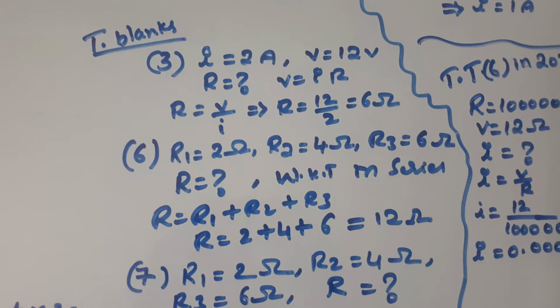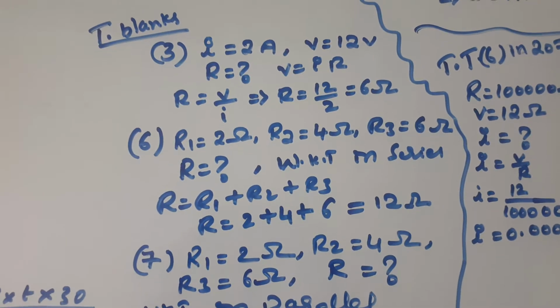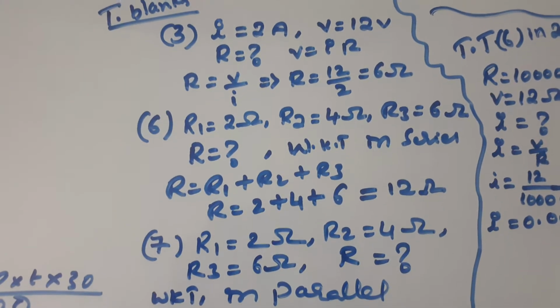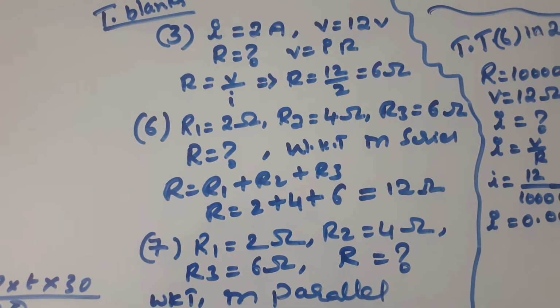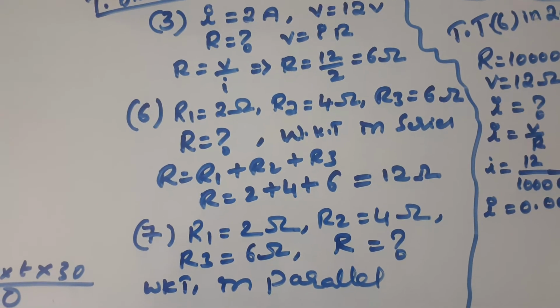Resistors having 2 ohms, 4 ohms, 6 ohms are connected in series. What is the equivalent resistance or total resistance? We know that in series the total resistance R is the sum of the resistances, that is 12 ohms.